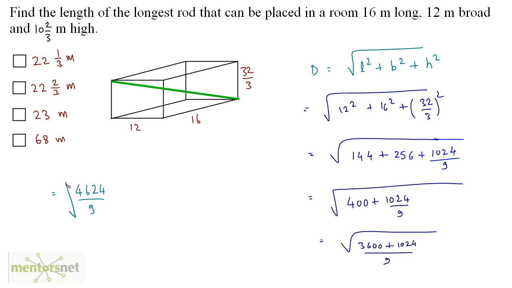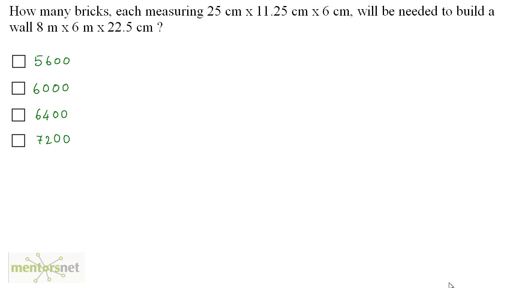4624 divided by 9. Take the root of that. Now root of 9 is basically 3. What is the root of 4624? Well, if you calculate that, you'll get 68. So you have 68 by 3, and that will be equal to 22 2/3 meters. So we have our answer, option B.